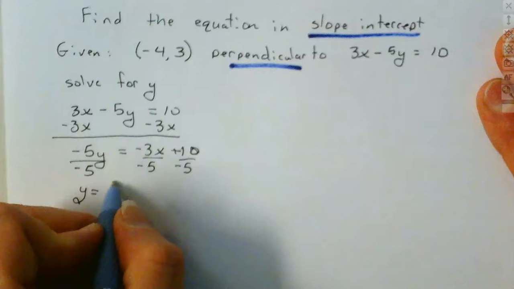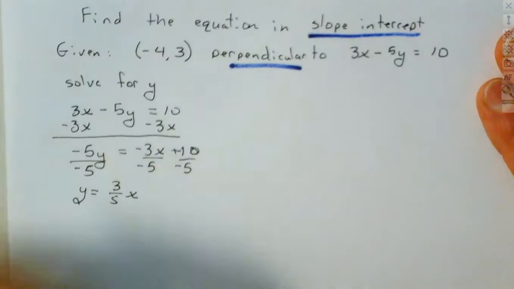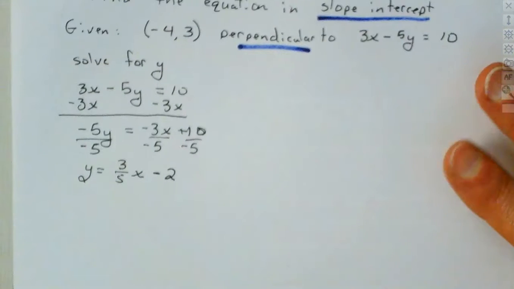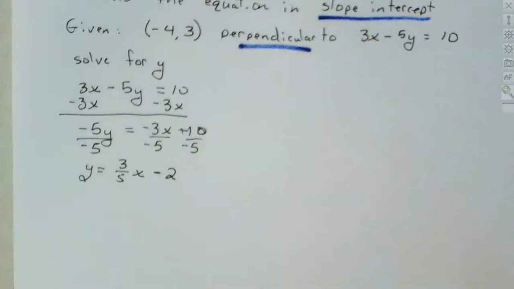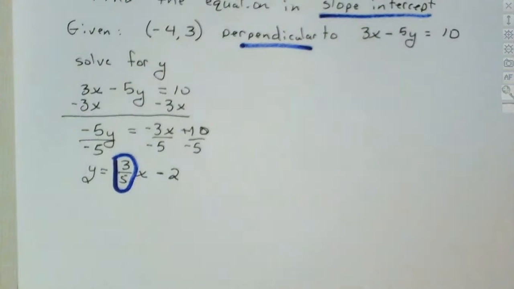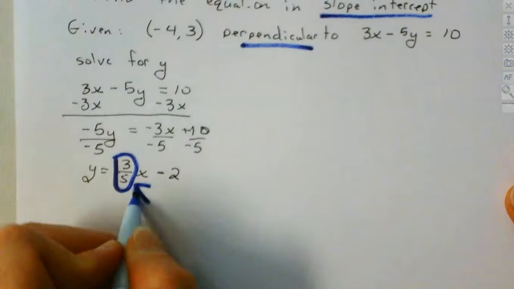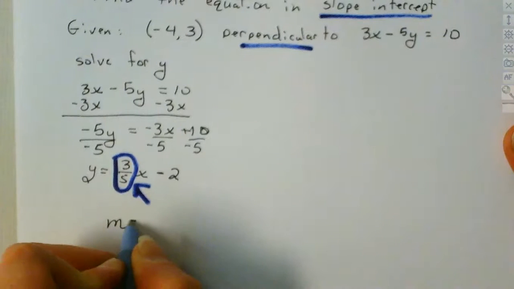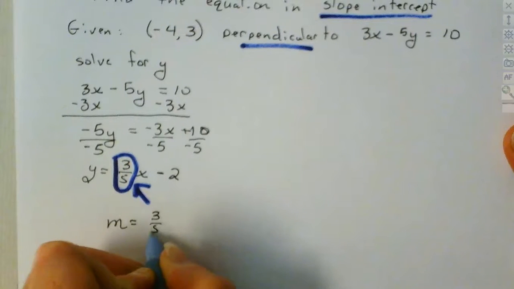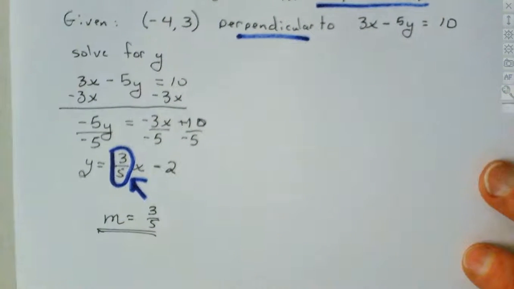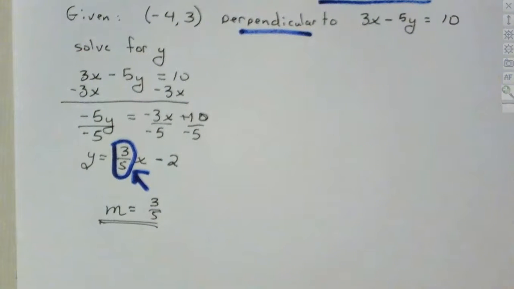Negative and negative, well, that'll make that a positive 3/5 x there. Positive and negative makes it a -2. I don't care about the -2 because all I'm looking for is the number in front of the x. And what's the number in front of the x? 3/5. So that's my m. So we now have m equals 3/5. Is that the slope we're going to be using? Okay, let's check it out and see.